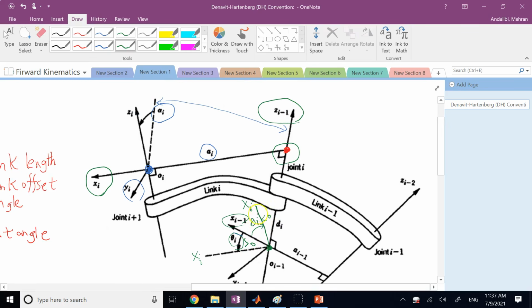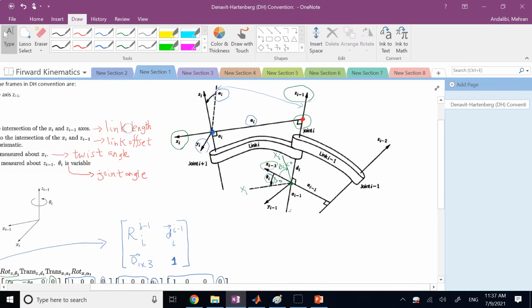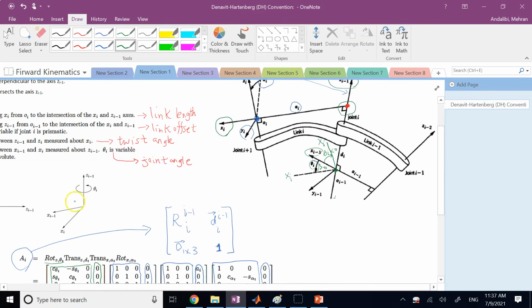Okay, so that's how you determine whether theta is positive or negative, by aligning what? Xi minus 1 to Xi, okay? Whether the rotation that you need is about positive Zi minus 1 or negative Zi minus 1.